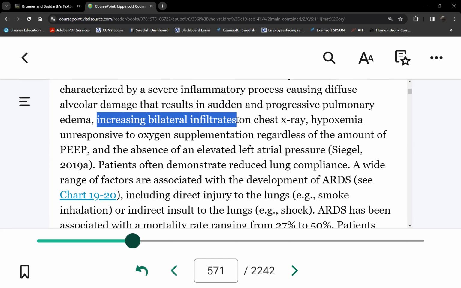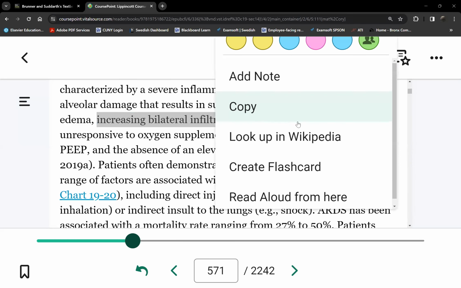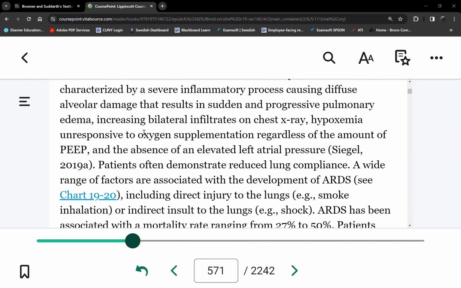Are lungs supposed to be white? They're supposed to be black on X-ray, right? Are they supposed to contain water or air? Supposed to contain air. But here, why are they containing water? Okay, we'll explain later. Hypoxemia unresponsive to oxygen is called refractory hypoxemia.